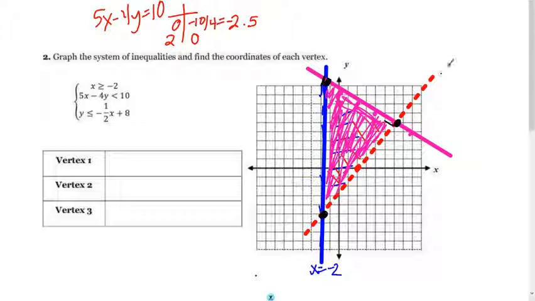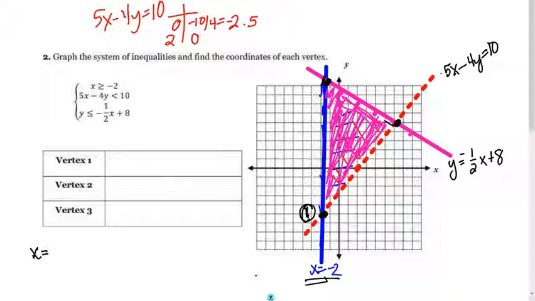And I do think it helps if you label your lines. And when I label them, I do it with an equals. That makes most sense to me. So as I'm going through these, a lot of them I can count. I could also just plug in. I called this vertex 1 on my answer key. It's where x equals negative 2 meets 5x minus 4y equals 10.